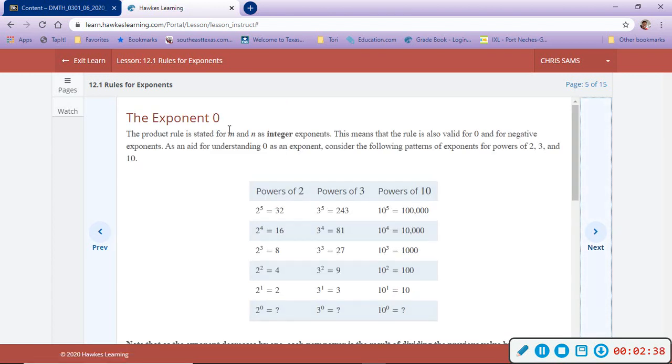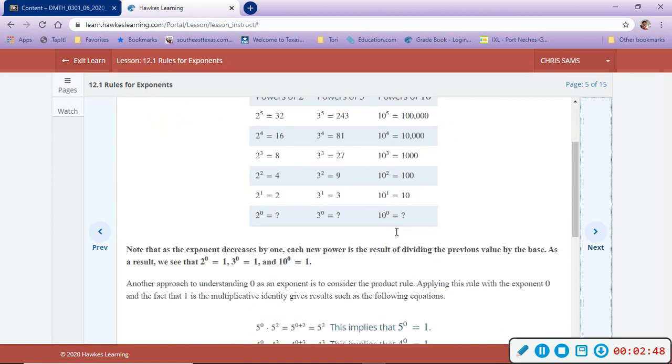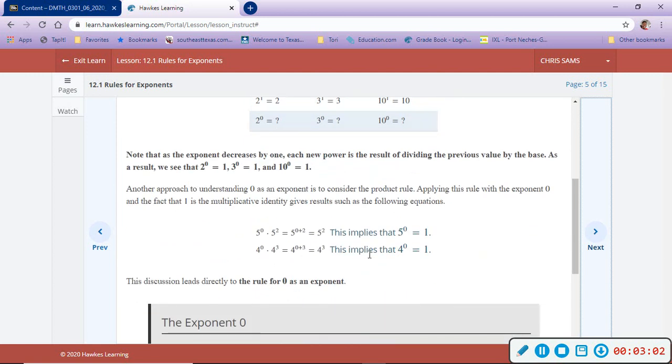Alright, so now we're going to talk about the exponent zero. Normally, the larger the exponent, the bigger the number is getting. Okay, so what happens when we raise something to a zero? We get 1. That's always the case. It doesn't matter what the number is. 2, 3, 10, it could be a fraction. Anything to the 0 power equals 1. So note that fact.